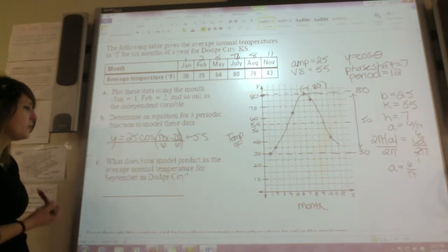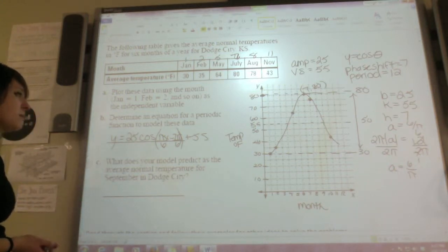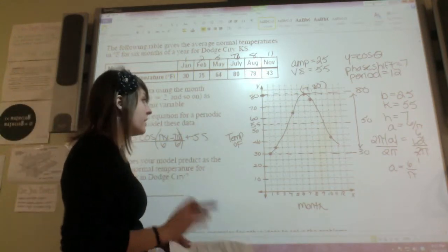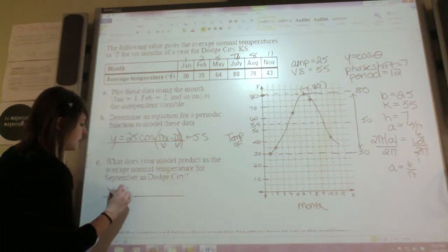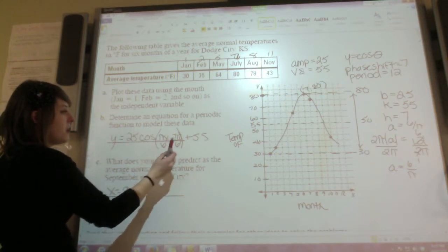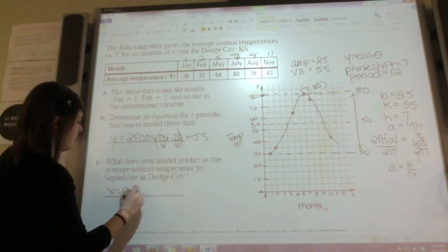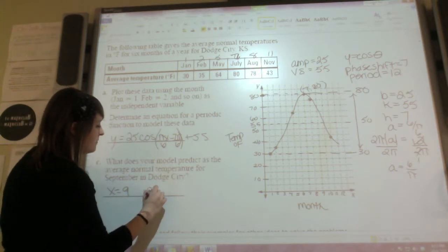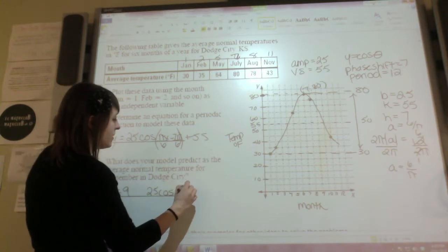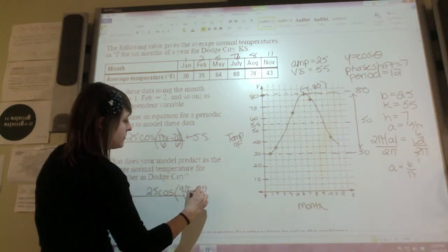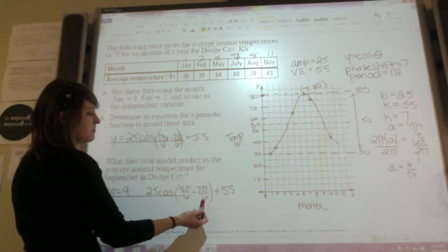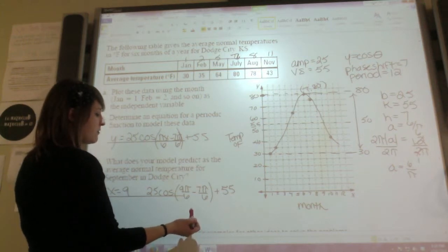Then it says, what does your model predict is the average normal temperature for September in Dodge City? Well, September, that's our 9th month. So we're going to plug in x equals 9 into this equation. Plugging that in, I'll have 25 times the cosine of 9 pi over 6 minus 7 pi over 6, plus 55. 9 pi over 6 minus 7 pi over 6, that's just 2 pi over 6, which is pi over 3.